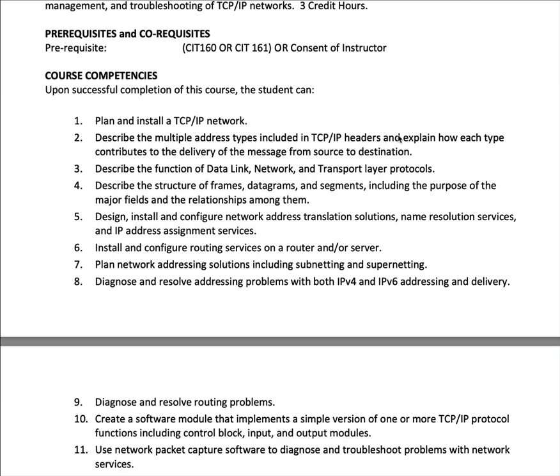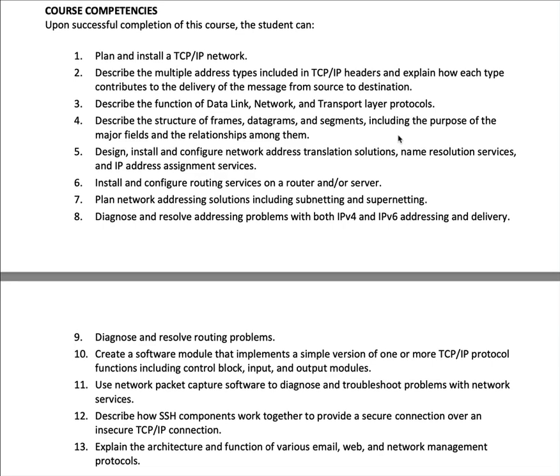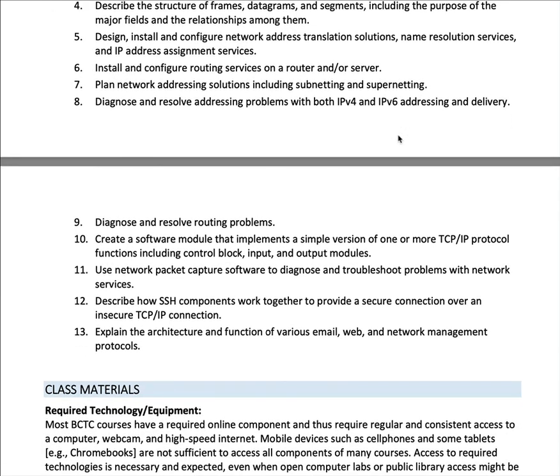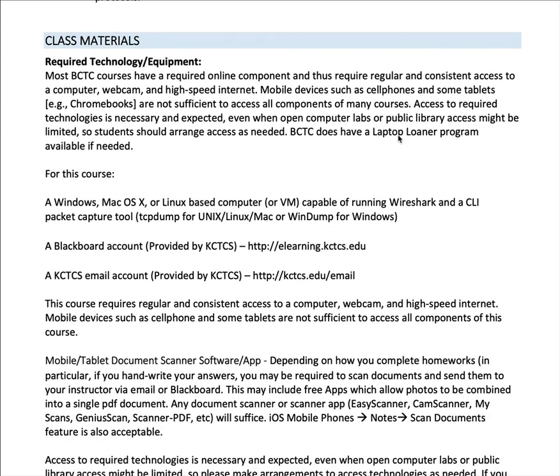Upon successful completion of the course, these course competencies basically mean if you participated in the course, you did your homework, you listened to the lectures, you got a passing grade in the class, these are the things that you should be able to explain to someone else and/or do related to TCP/IP networking. So there are 13 competencies listed there that you can read on your own.